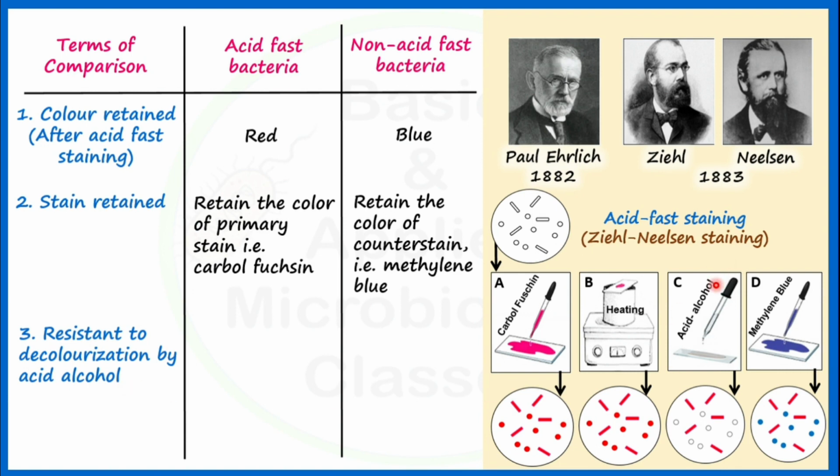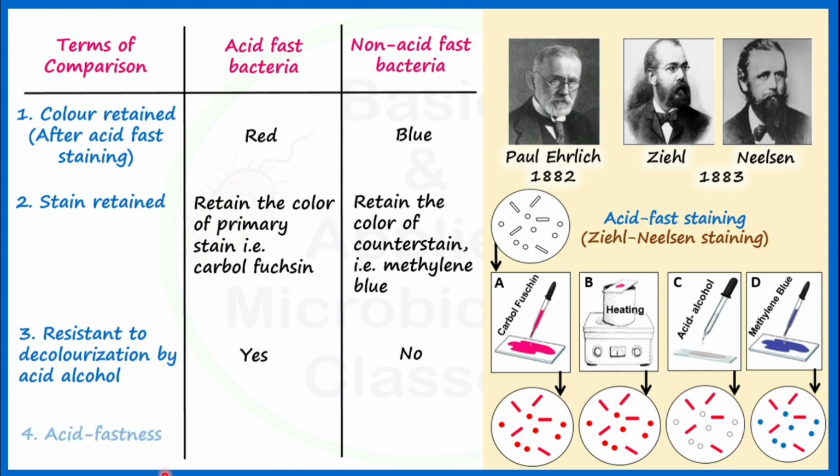Let's see the third point of difference, resistance to decolorization by acid alcohol. Here we can clearly observe that the bacteria which have taken the reddish color of carbolfuchsin were actually resistant to acid alcohol treatment. It means acid fast bacteria, which appear reddish in color, are resistant to decolorization by acid alcohol, and non-acid fast bacteria are not resistant, because they lost their color, or we can say they undergo decolorization after addition of acid alcohol.